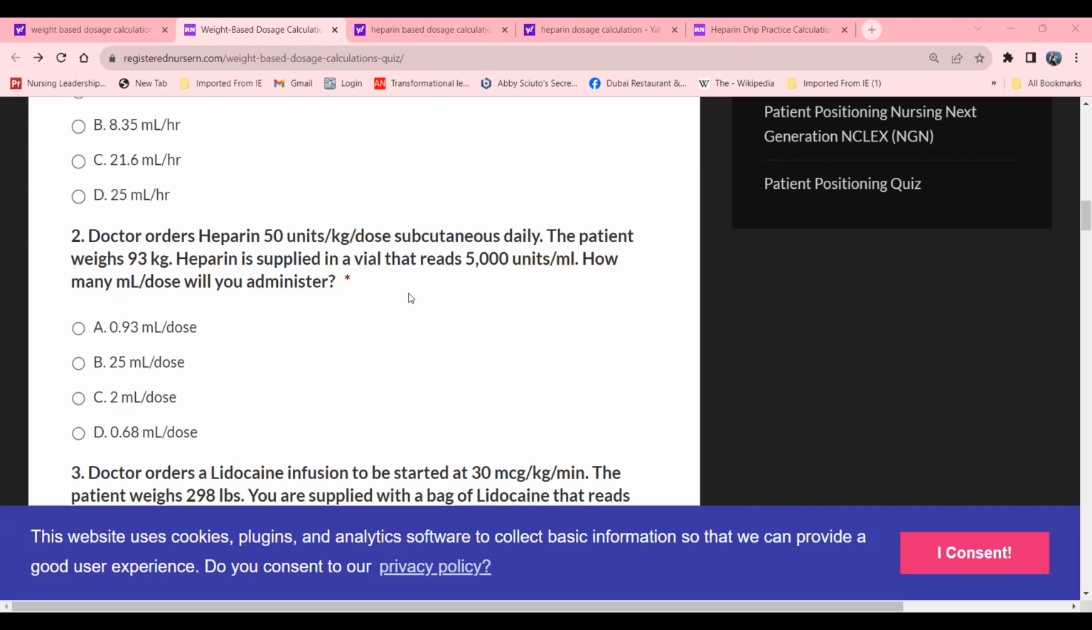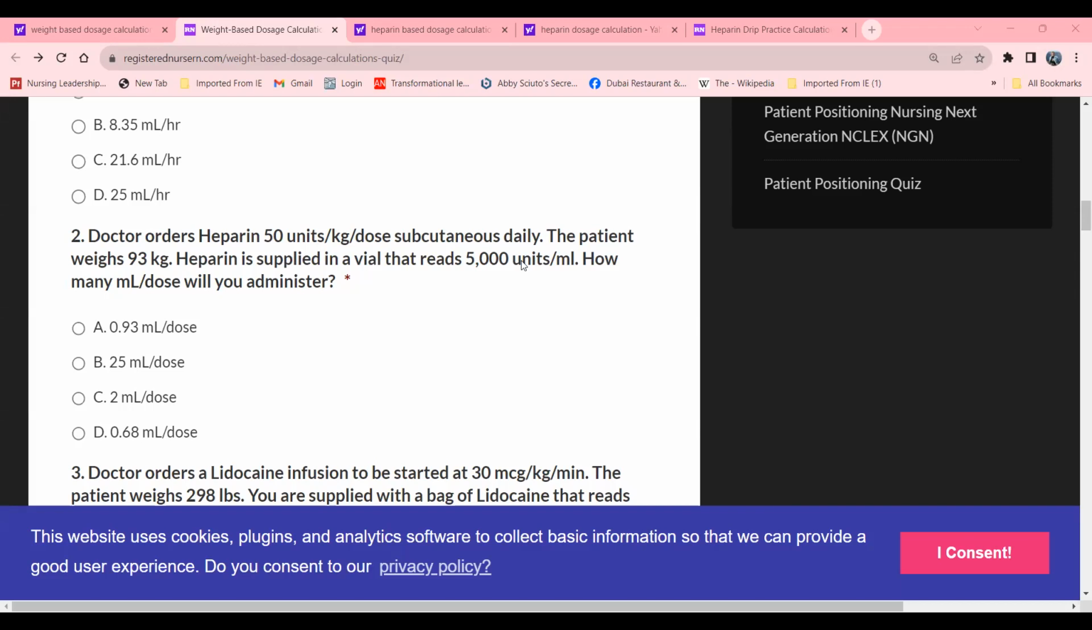Come on, nurse. When it's mLs per dose, how are you going to set it up? Desired over half. Okay, what's your desired dose? It already gave you that. 50 units per kilogram. Okay, and what do you have on hand? 5,000 units. Okay, so put what you have on hand on the bottom.